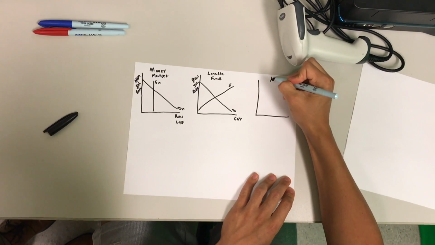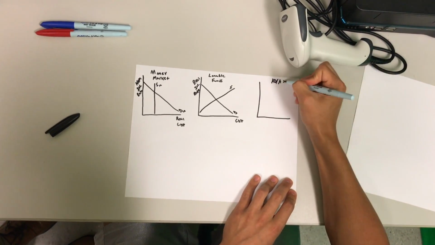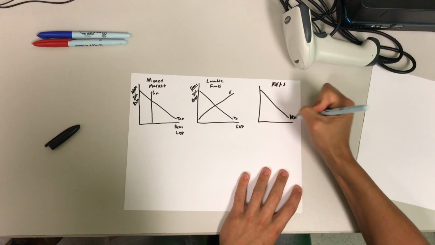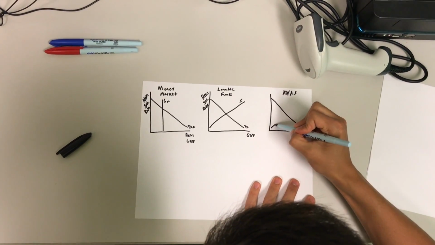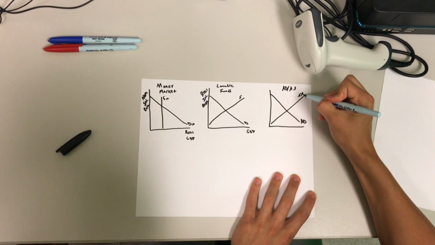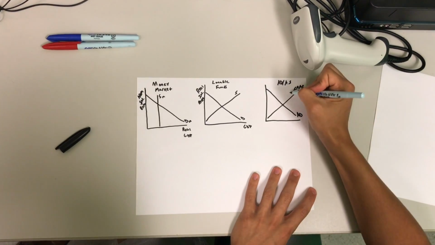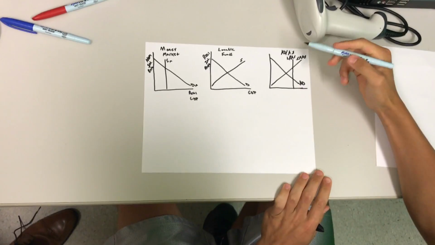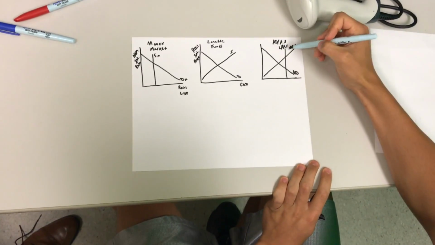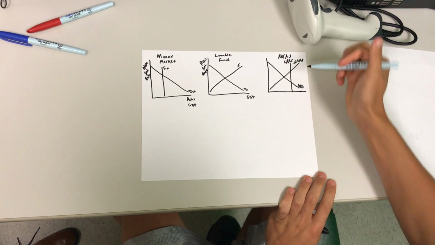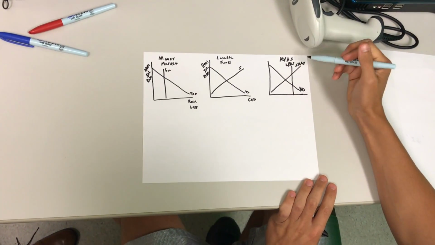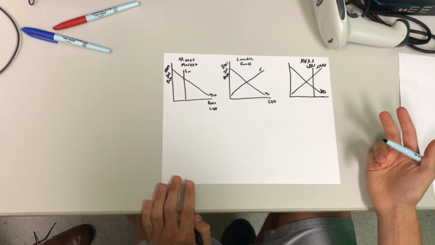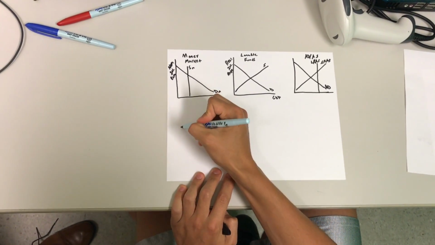And then over here, we have an AD-AS graph with downward sloping aggregate demand, upward sloping SRAS, and LRAS. So as you can see, since LRAS is to the right of where SRAS and AD intersect, there's a recessionary gap. So we're going to talk about how to close that recessionary gap using monetary policy.